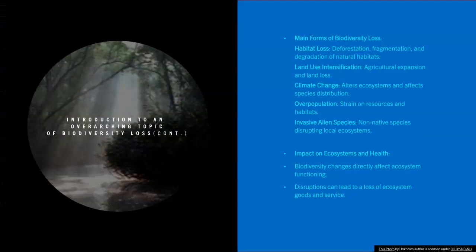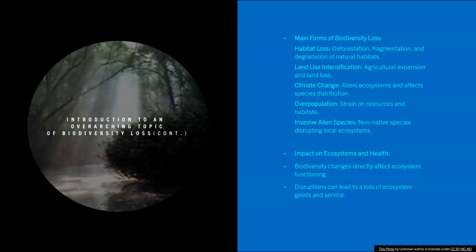Introduction to an overarching topic of biodiversity loss. Main forms of biodiversity loss: habitat loss, deforestation, fragmentation, and degradation of natural habitats. Land use intensification, agriculture expansion, and land loss.